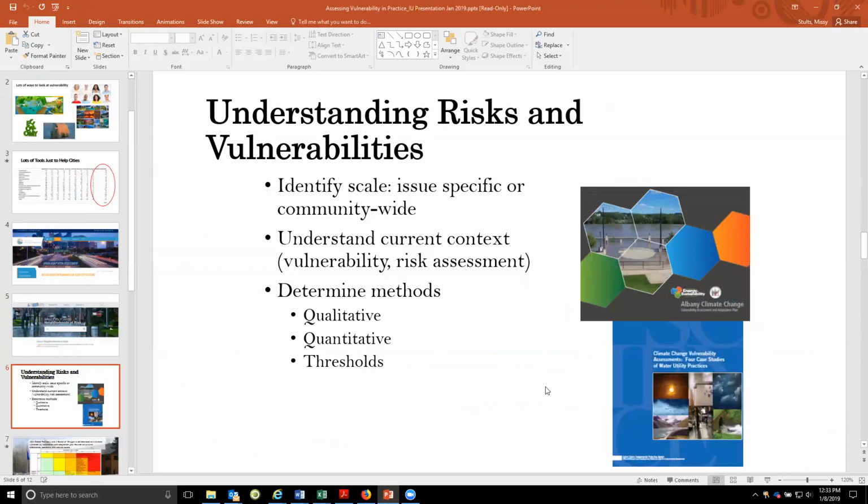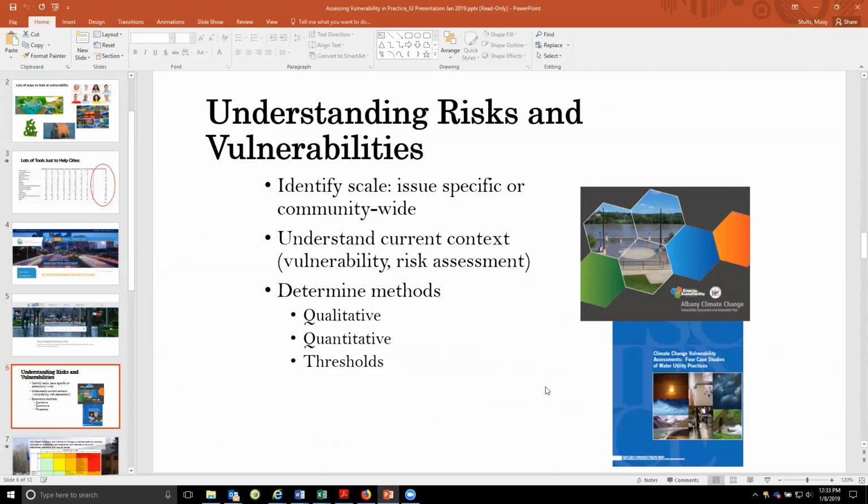I want to give you some context here: a vulnerability assessment, as we said, can look a lot of different ways. And what matters is thinking upfront about what the scale is. Are you focused only on internal operations? Are you focused on a certain neighborhood? Are you focused on the whole community or maybe the whole region? All of that is perfectly fine, but you do want to determine what your scope is.